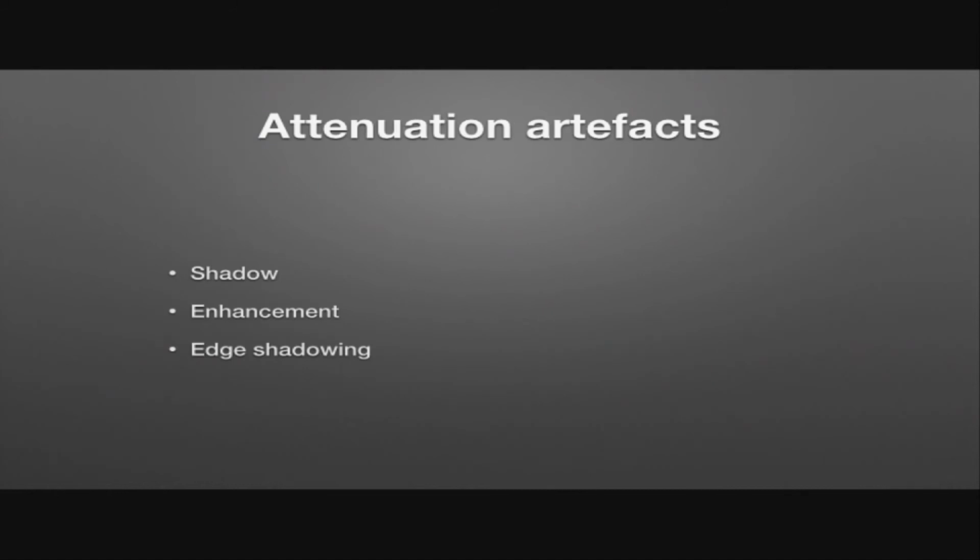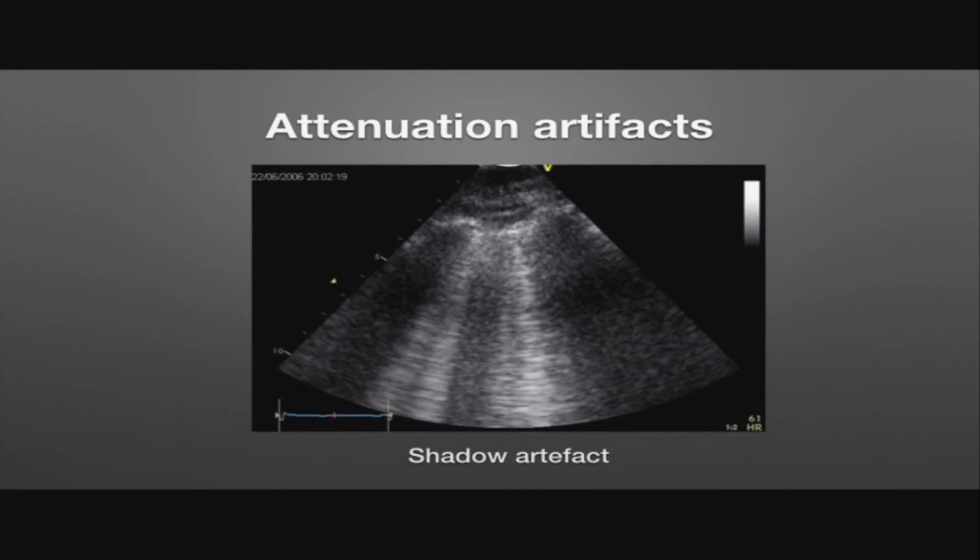In terms of attenuation artifacts, you're going to have different attenuation in different structures. So you can have shadowing, enhancement, and edge shadowing. With the shadowing, for example here, this is a lung ultrasound. We can see these very dark shadows on either side of the image, and that's because you've got ribs in front of them. The ribs, high density, have high attenuation, they don't let the sound wave propagate all the way through because all the energy is absorbed because of the high density, and that means you've got high levels of attenuation.